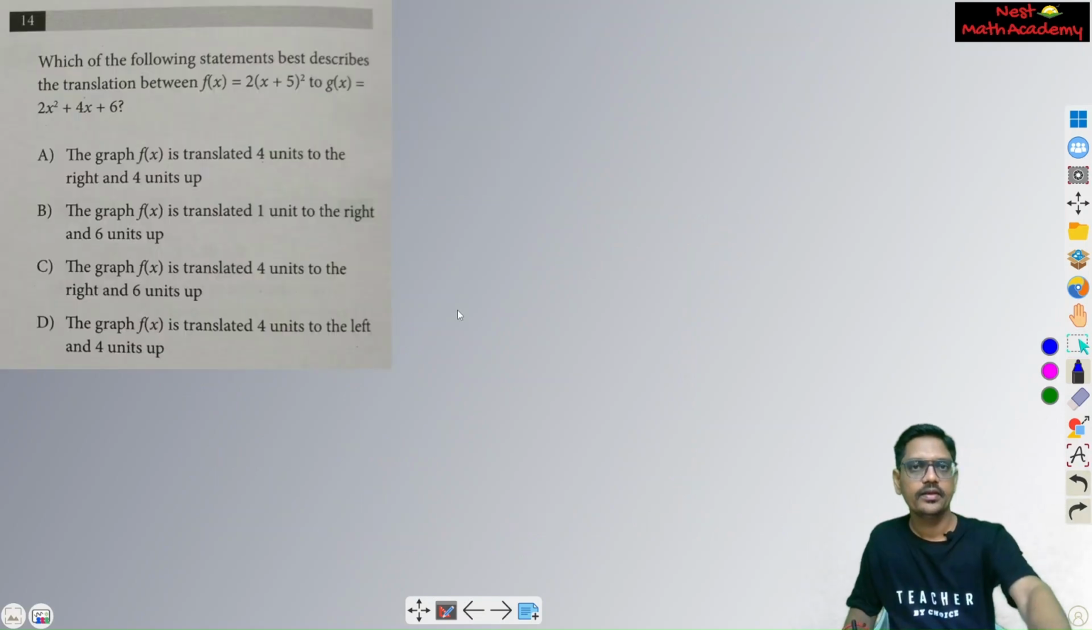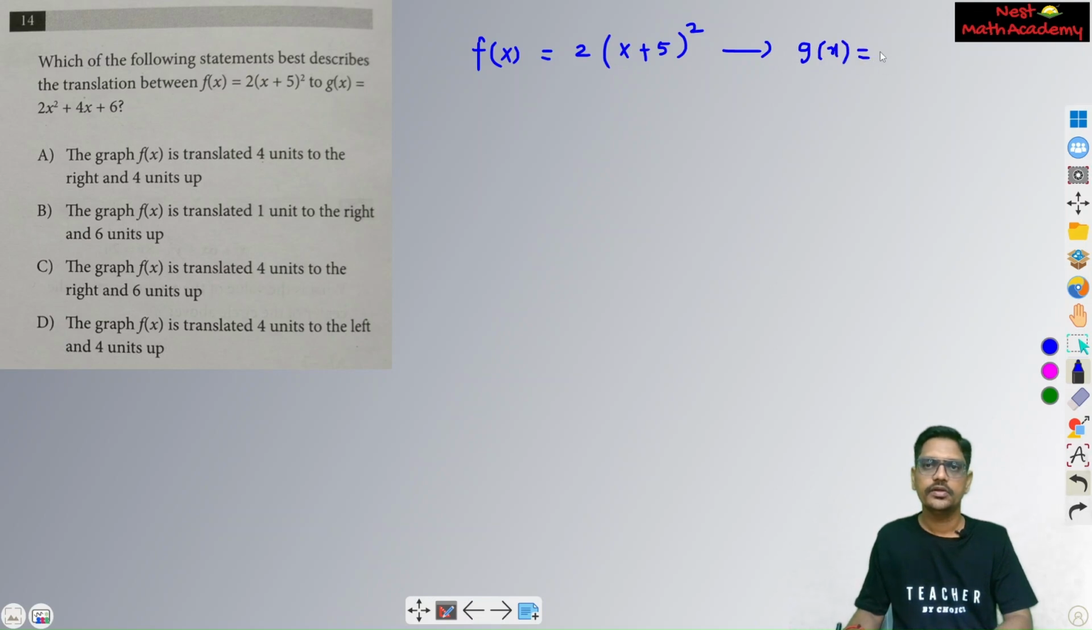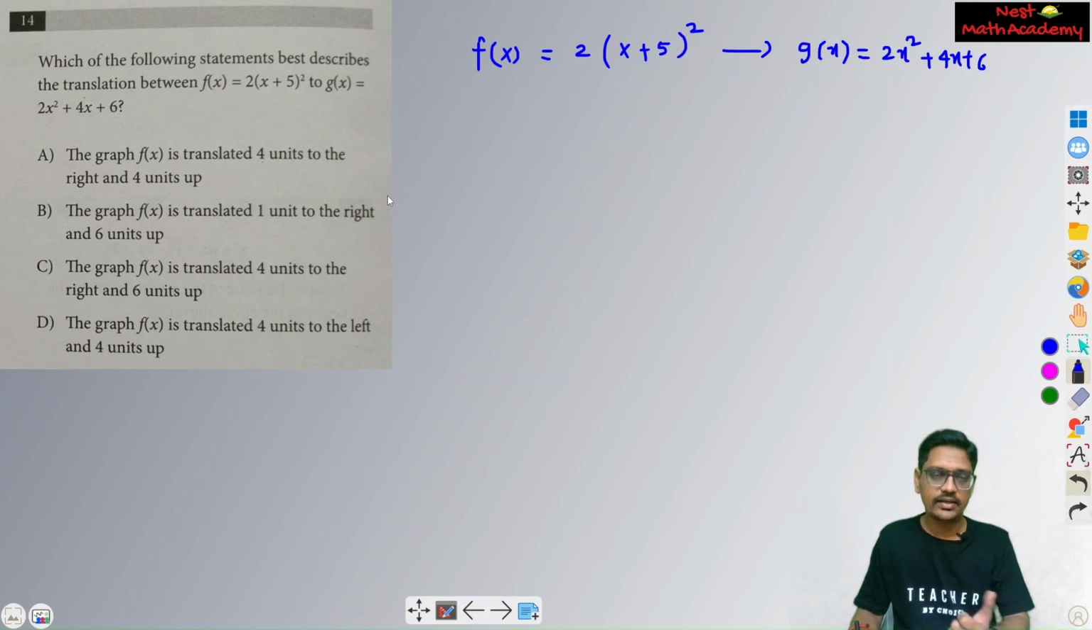Okay. Question number 14. Which of the following statements best describes the transformation between f(x) to g(x)? They have given a function f(x) is equal to 2 times (x plus 5) whole squared. Now this function should transform to g(x) is equal to 2x squared plus 4x plus 6. So what transformations given in the options will convert this f(x) into g(x)? We have to be clear about the transformation techniques, then only you can understand this.